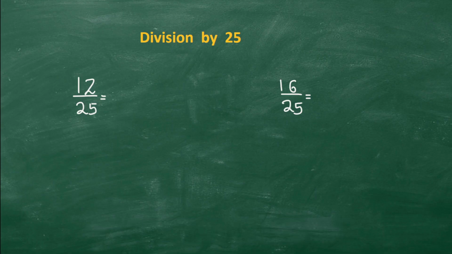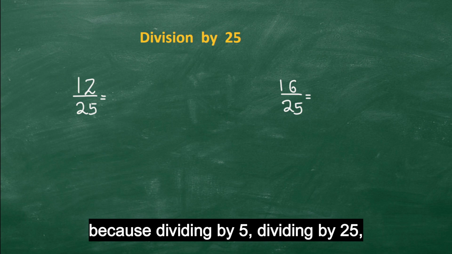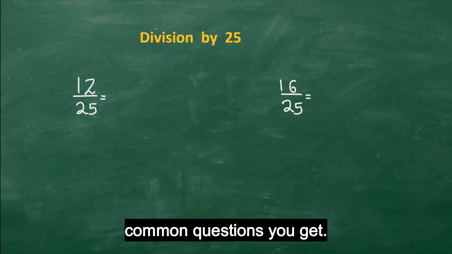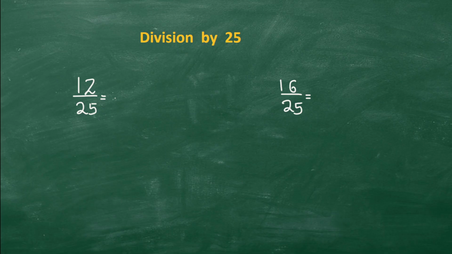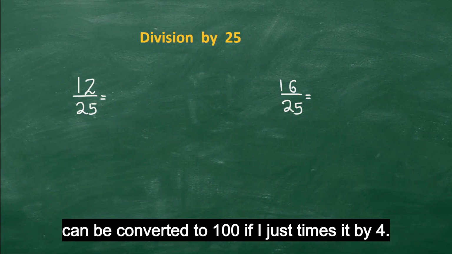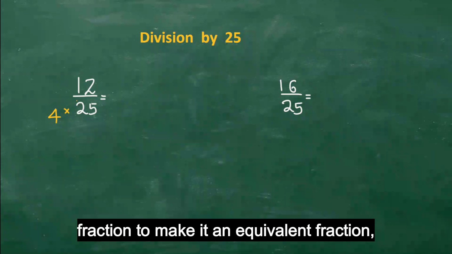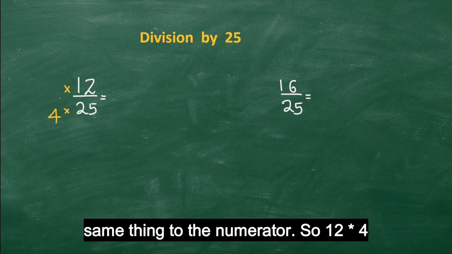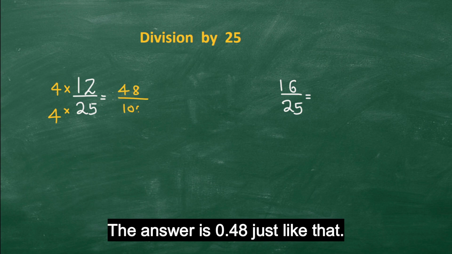Now let's take this one step further. You can use the same concept to divide something by 25. Because dividing by 5, dividing by 25, dividing by 50, 500, these things are very common questions you get. Now, I can clearly see this 25 can be converted to 100 if I just times it by 4. But this is a fraction. So to make it an equivalent fraction, whatever I do to the denominator, do the same thing to the numerator. So 12 times 4 gives you 48. 25 times 4 is 100. The answer is 0.48, just like that.